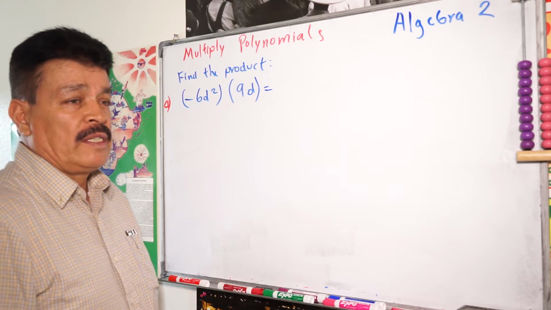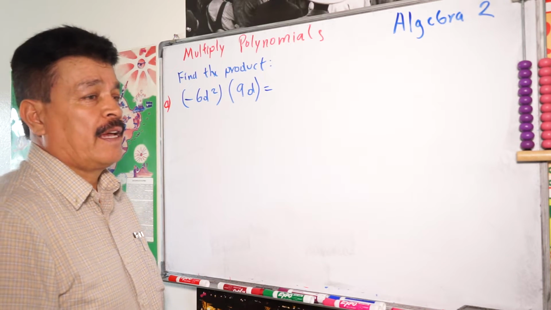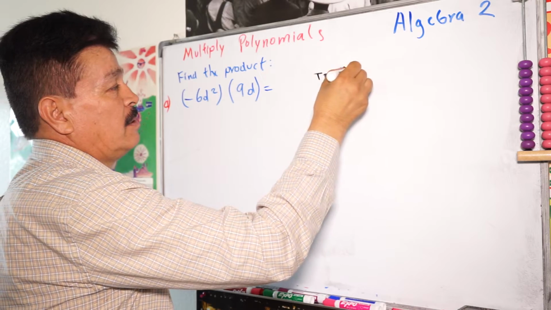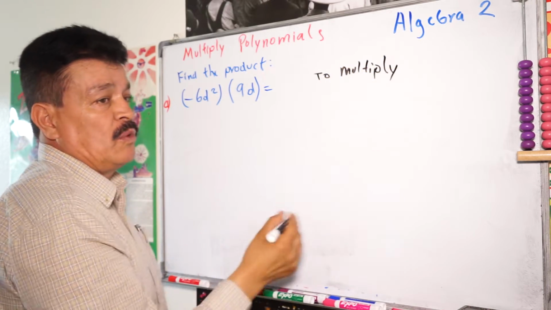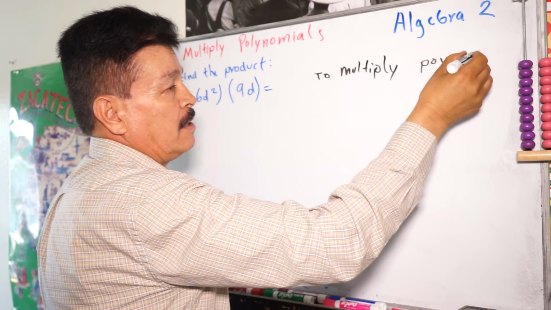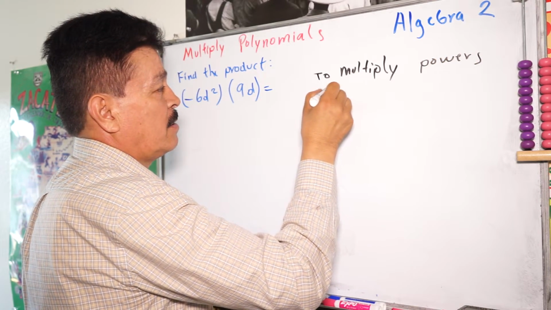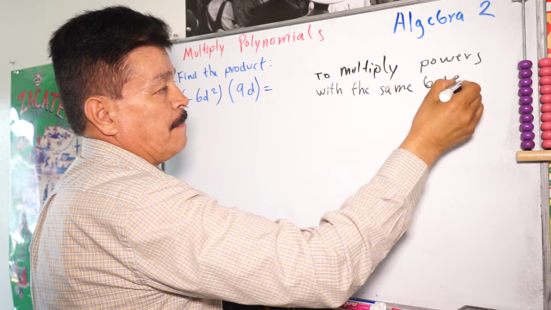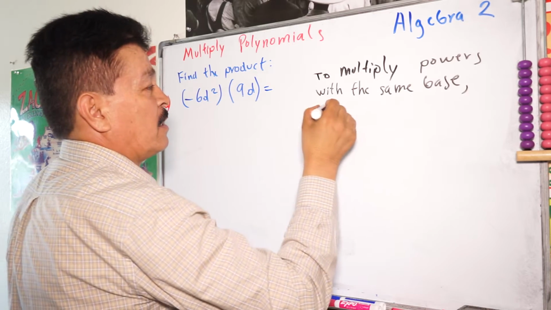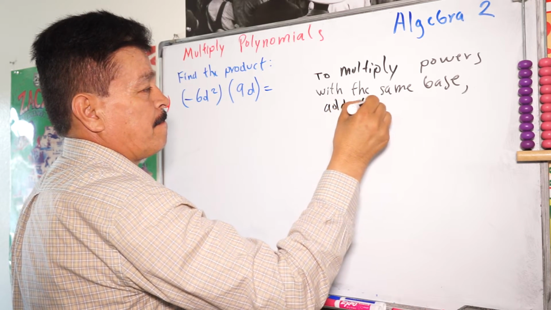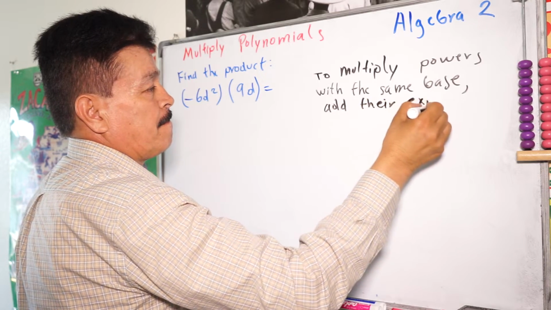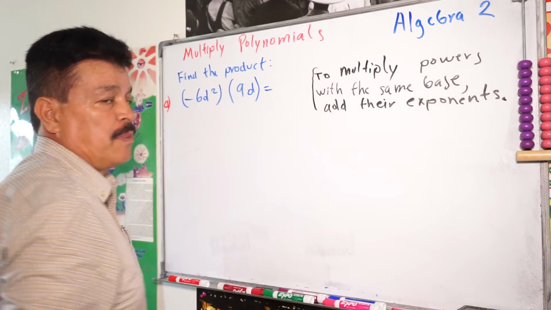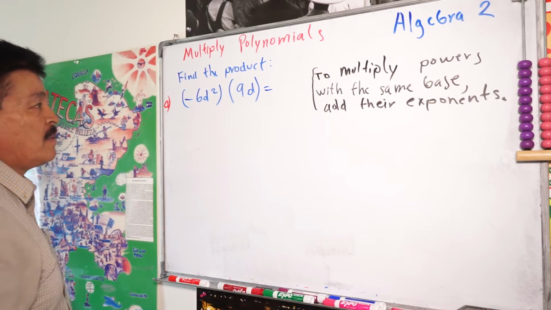When you multiply powers with the same base, add the exponent. This is right here. To multiply powers with the same base, add the exponent. Okay, this kind of rule is very important to keep in your mind. So we have this problem here.